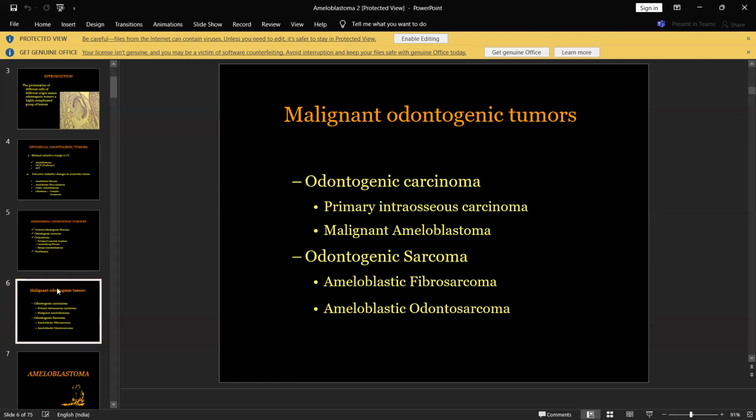Then we have got malignant odontogenic tumors. Under malignant odontogenic tumors, we have got odontogenic carcinoma and odontogenic sarcoma. Under odontogenic carcinoma, you got primary intraosseous carcinoma and malignant ameloblastoma. Under odontogenic sarcoma, you got ameloblastic fibrosarcoma as well as ameloblastic odontosarcoma.